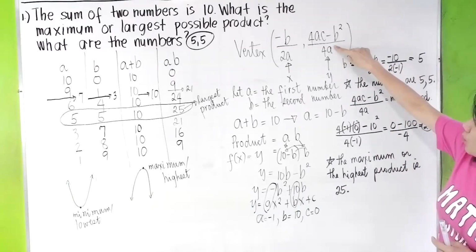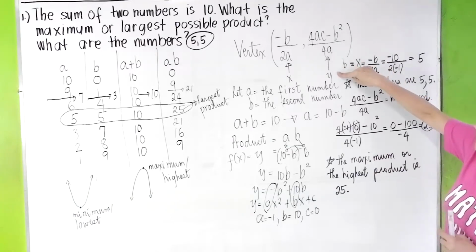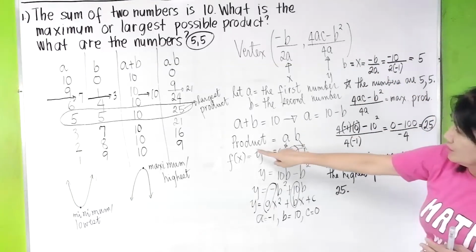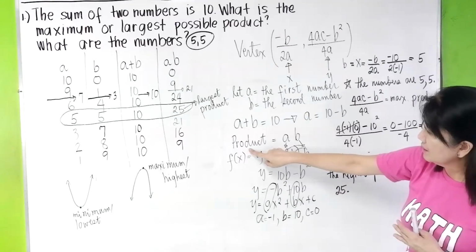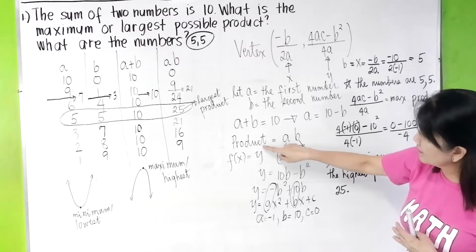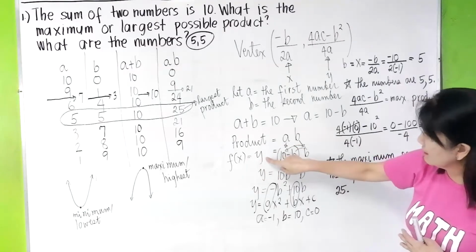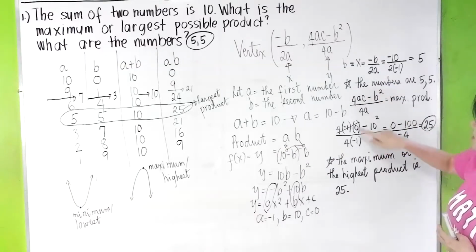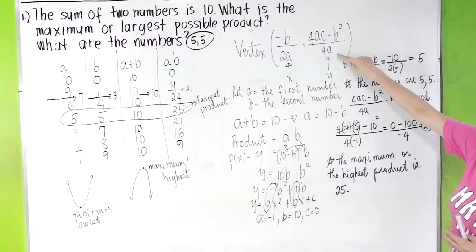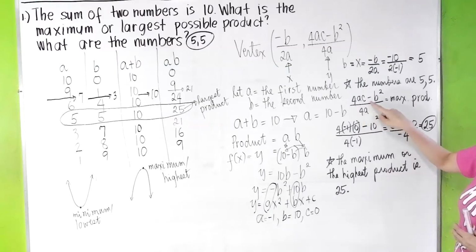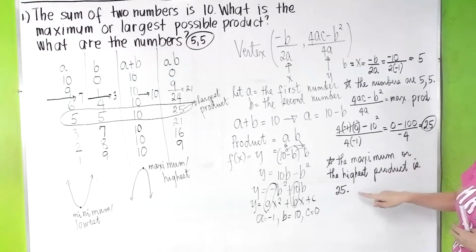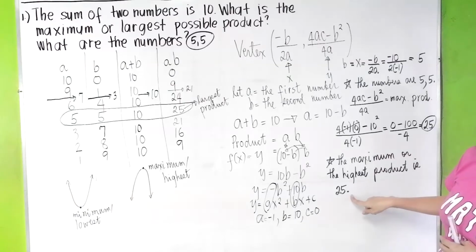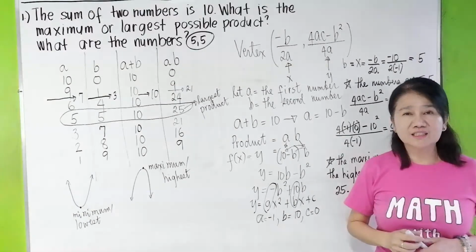And then the y value of your vertex is the product. Remember when we formulated the equation here, we let the product be f of x or y. So the product is y. It is given by the y value of the vertex formula, which is 4ac minus b squared over 4a. Just substitute the values and you get the same answer, 25. Let's move on to our second example.